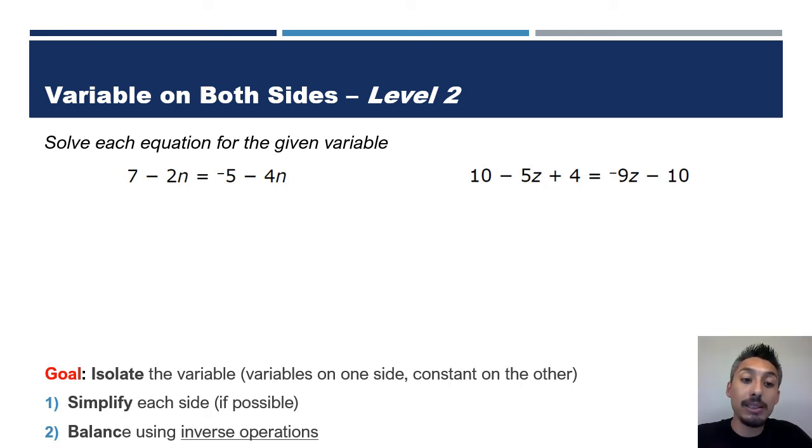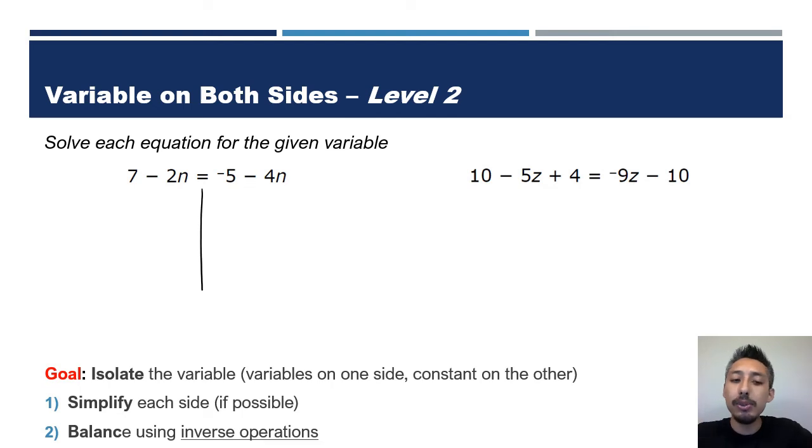Again, the thinking process is going to be similar. We want variables only on one side. But first, let's ask ourselves, can we simplify anything? On the left side, we have 7 minus 2n. So no, they're not like terms. And on the right side, we have negative 5 minus 4n. No, again, they're not like terms. So now that we know that we can't simplify, let's start balancing.